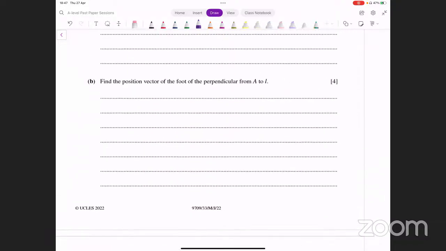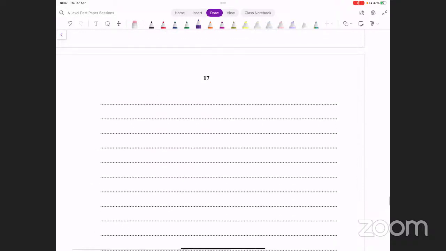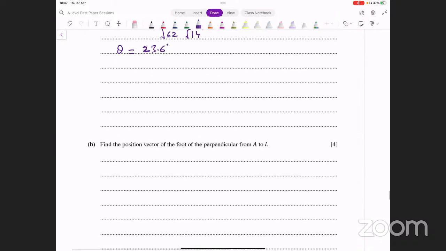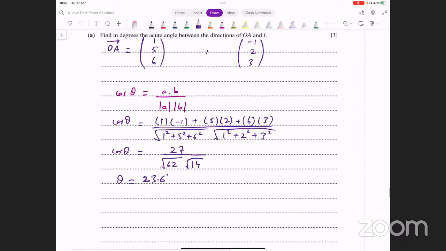It says find the position vector of the foot of the perpendicular from A to L. Now this is a standard question. Iski same working hai, wo aapko ek tarah se yaad hi honi chahiye working. It's slightly confusing, but you have to memorize this working, right? Because this is a standard question that comes every other paper. Foot of the perpendicular find karna, perpendicular distance find karna, unki bahut similar working hai. Now how is this going to work?